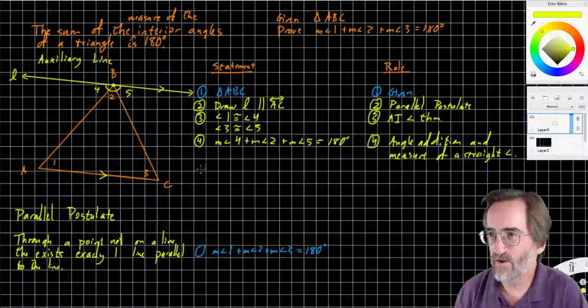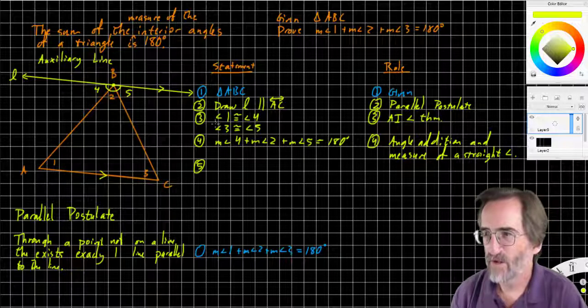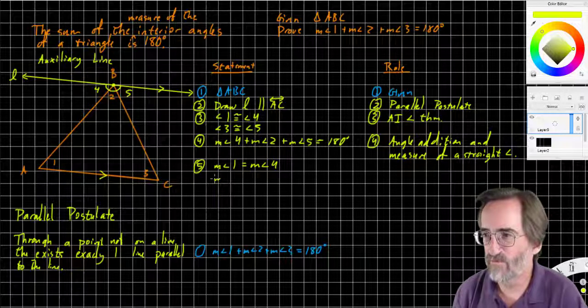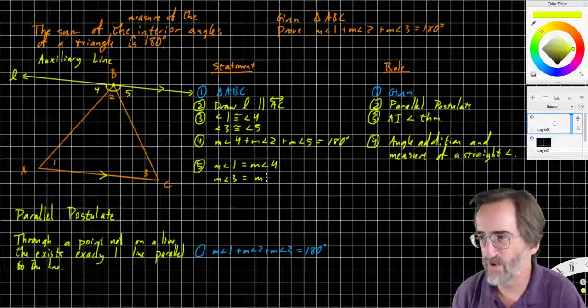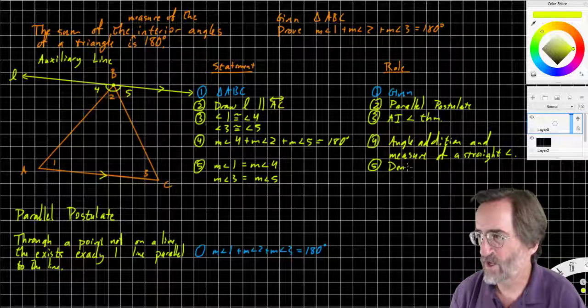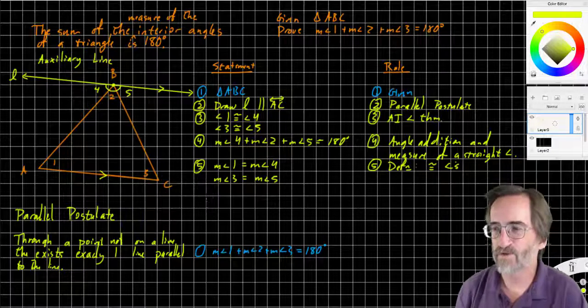Okay, so now I think we're ready for it. Step 5. Actually, I should be a little more precise here, so I'm going to add another step. If angle 1 is congruent to angle 4, then the measure of angle 1 equals the measure of angle 4. And if angle 3 is congruent to angle 5, the measure of angle 3 is equal to the measure of angle 5. How do we know? That's what congruent angles mean. Definition of congruent angles: congruent angles are angles that have the same measure.